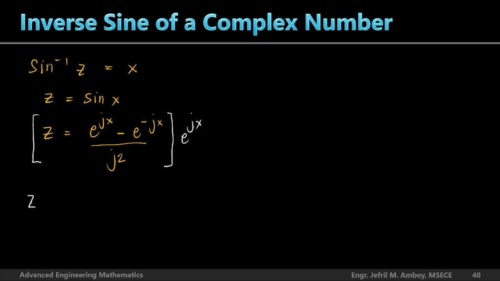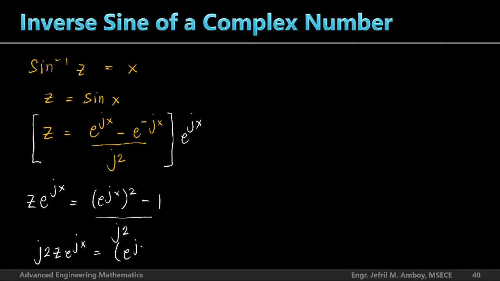So that will be z times e raised to jx equals this term times this term, mai-square siya. So, e to the jx squared minus, okay, so here, if we multiply this to e to the 0, will give us 1. Diba? Divided by j2. Okay? Now, multiplying both sides by j2 para mawala yung denominator, magkakaroon ako dito ng j2 times z e to the jx equals this one, I'll just copy e to the jx then squared minus 1.